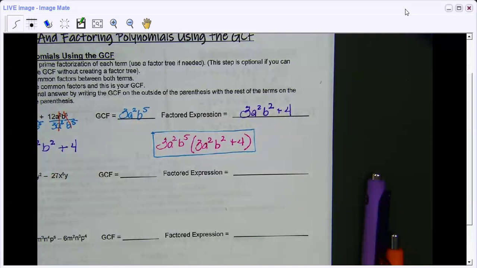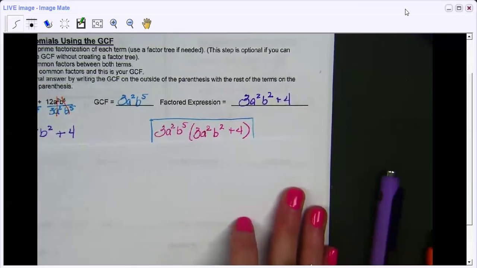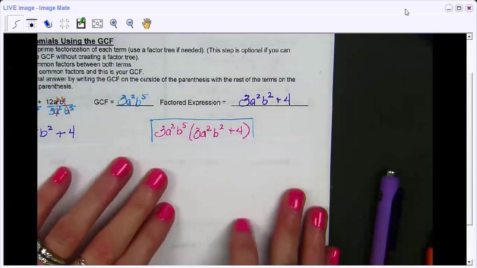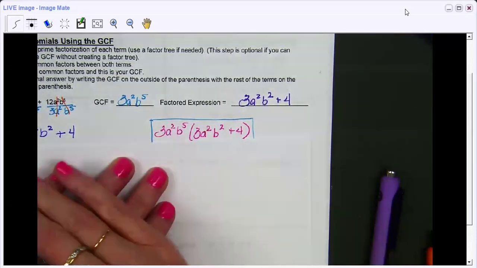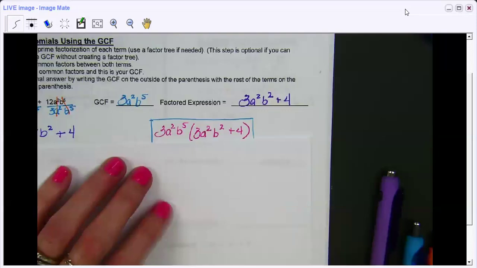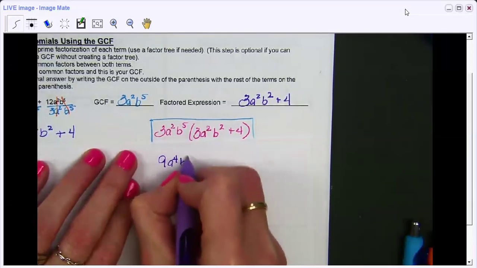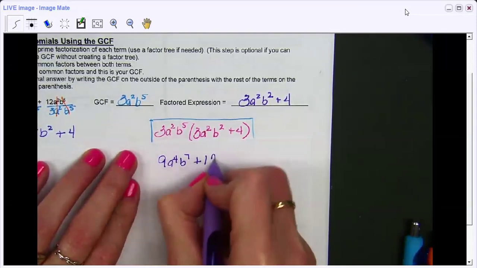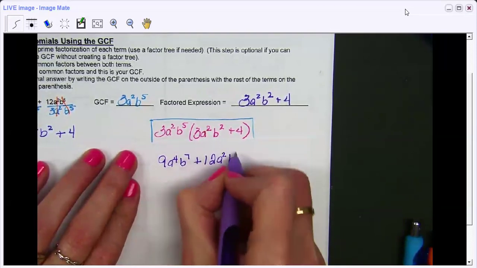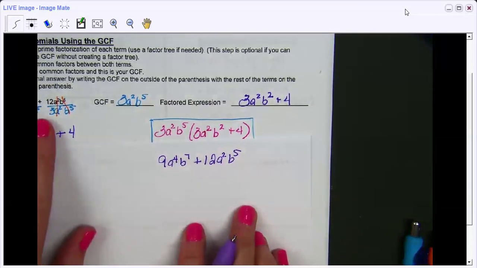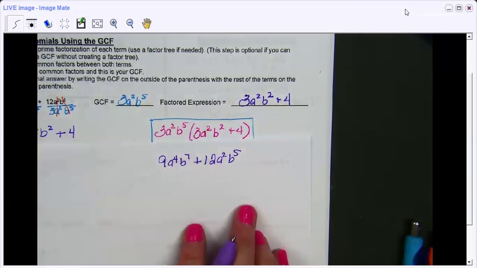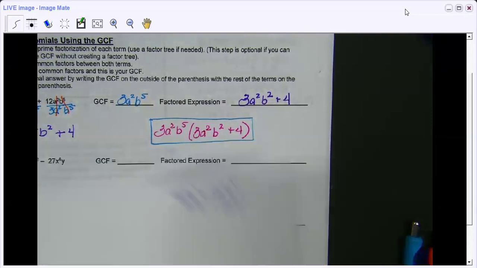If you were to solve this, let me show you what would happen. You mean like distribute it? Yeah. Let's say we distributed this back together. We would end up with 9 a to the 4th b to the 7th plus 12 a squared b to the 5th. That's what we started with. So what we're doing is the reverse of distributing, and we're factoring out. So that's kind of what we're doing here.